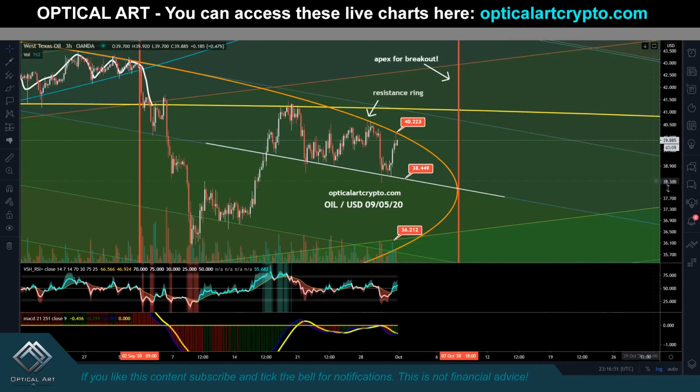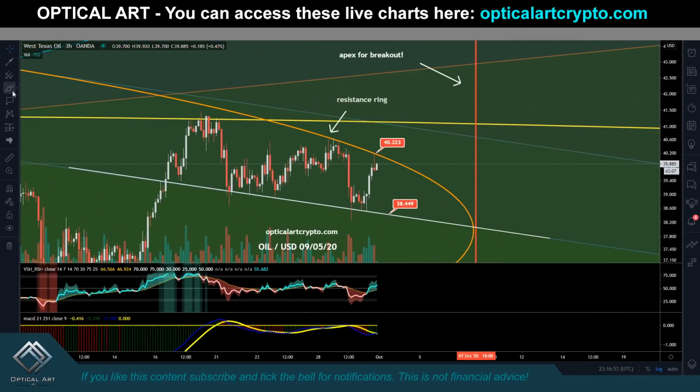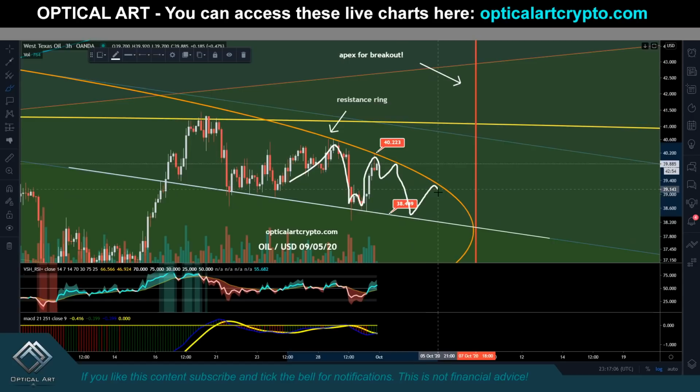So again, that's what I'm saying. Every time we hit this orange ring, we get rejected. We pushed up, we got rejected, came down to support, support, we pushed up, got rejected. So I think this is going to continue. We're going to keep hitting this, getting rejected, probably come down to support, push back up as resistance until we break. When we break this, I think it's likely we're going to have a huge move.